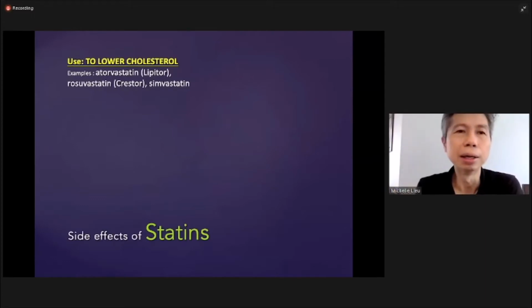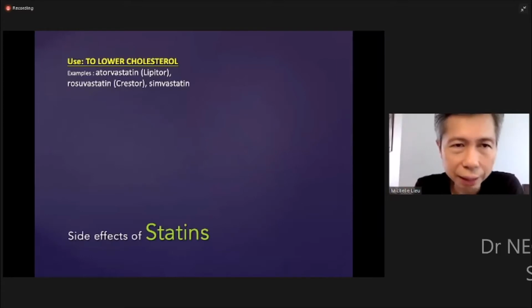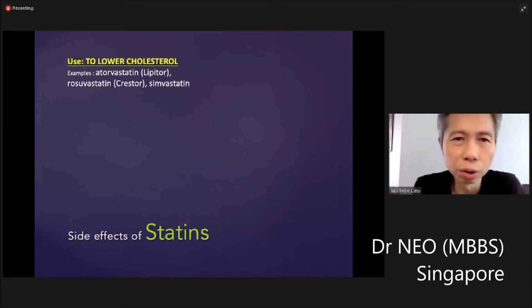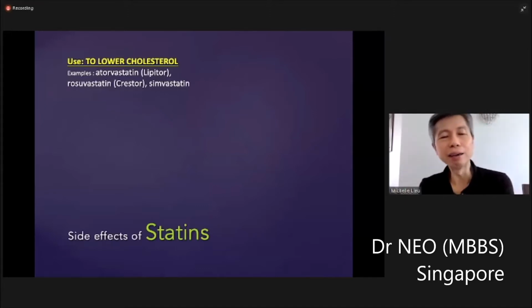Examples would be atorvastatin, the famous Lipitor, or rosuvastatin like Crestor, or the older generation drugs like simvastatin. So it seems like half the world is on statins. And to me, it's been overprescribed. So what are the side effects then?